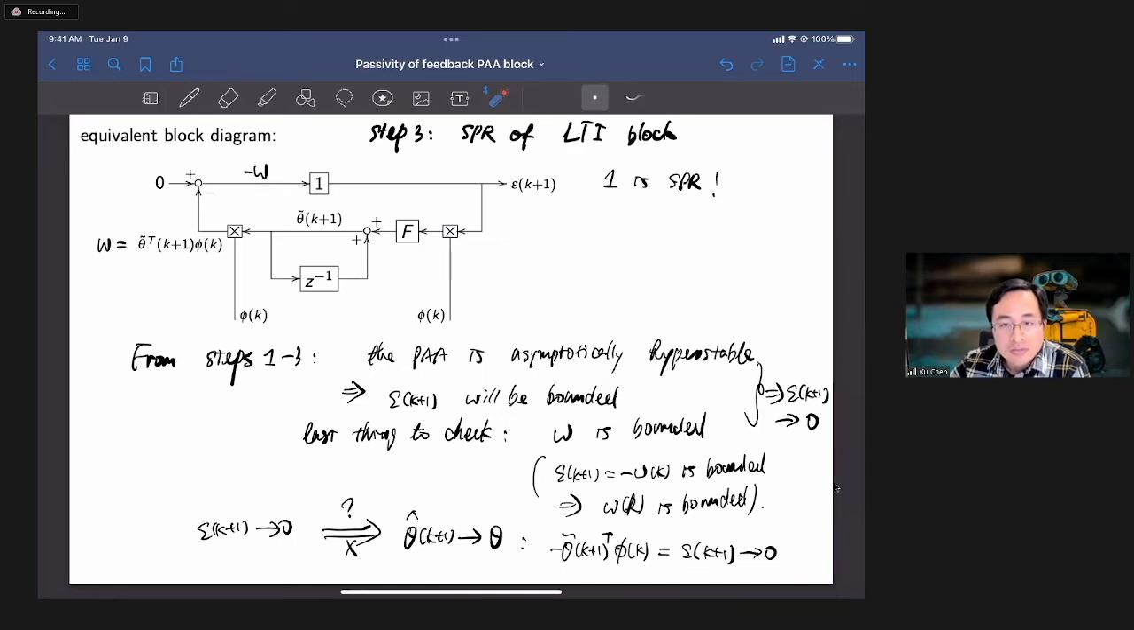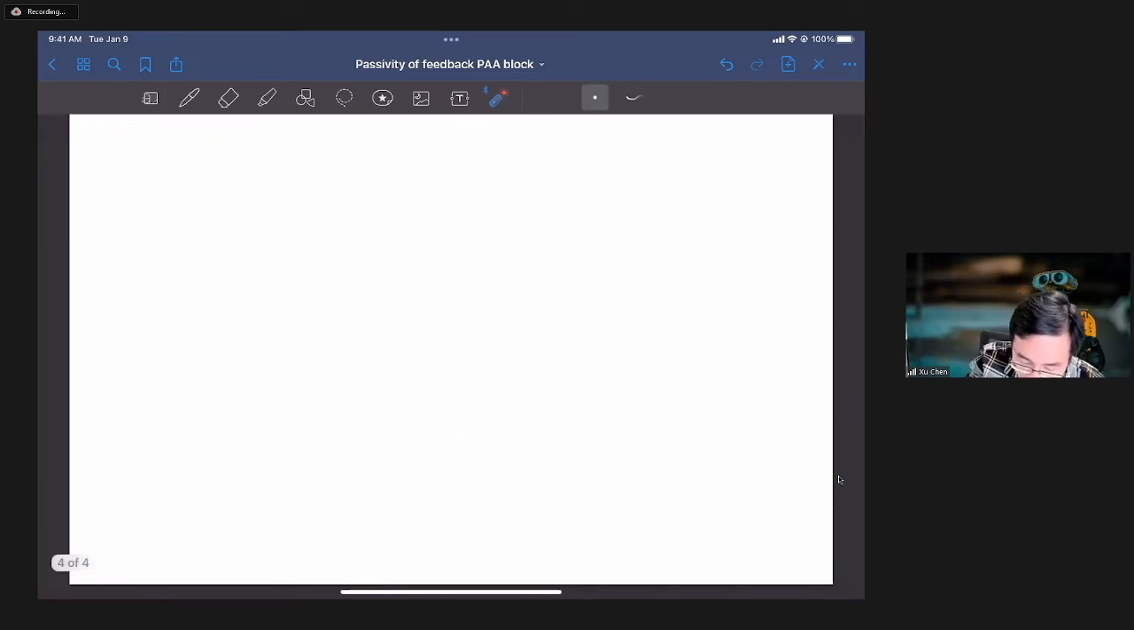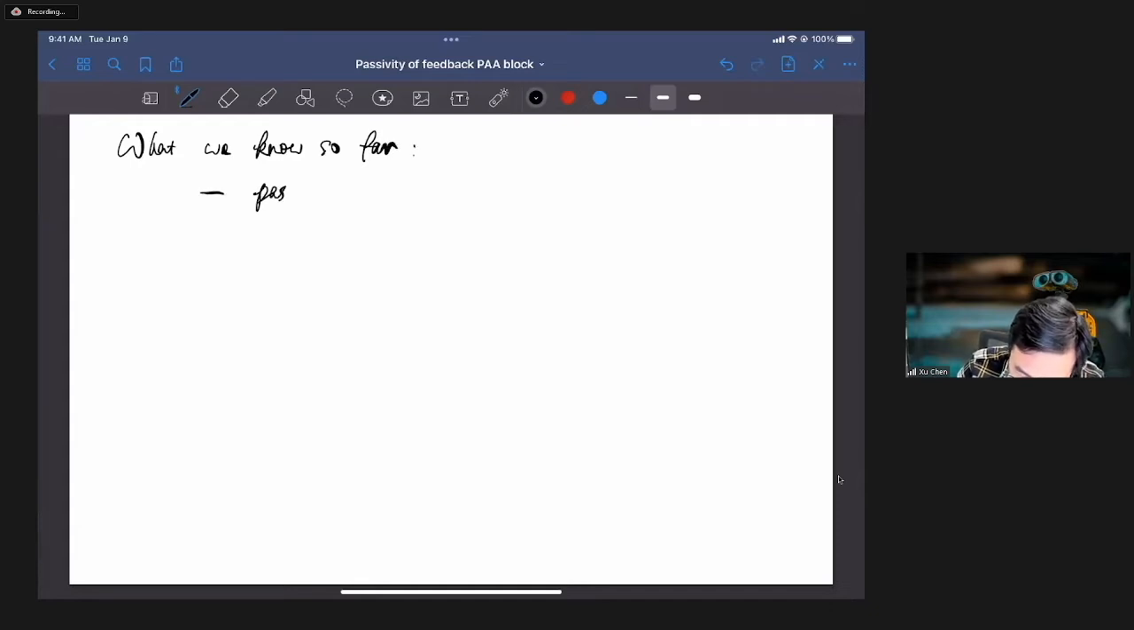A few more remaining, some small tips and exercises is what I would like to go to next. What we know so far, in a nutshell, is passivity and strict passivity.